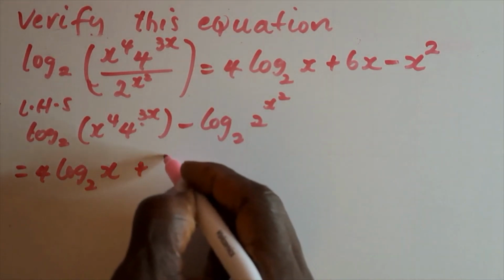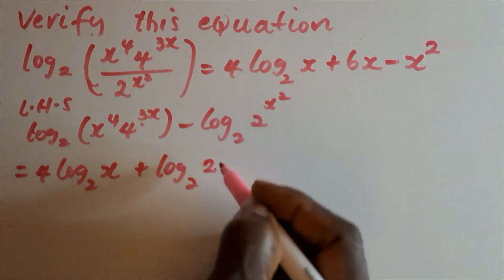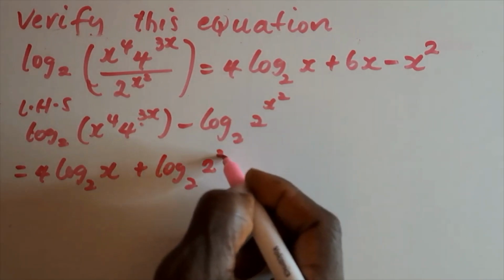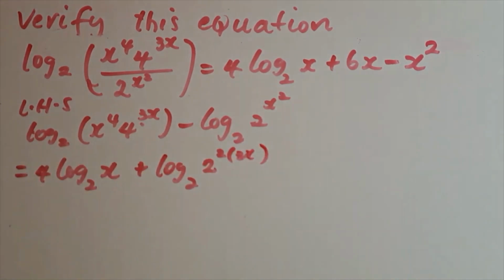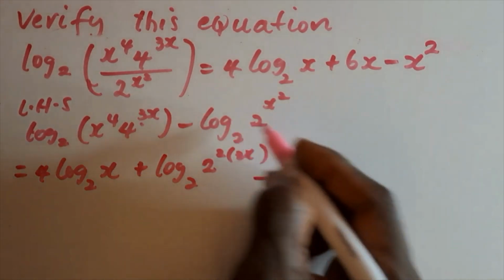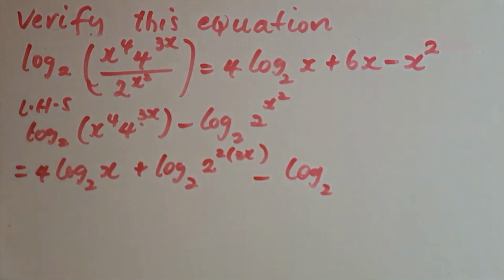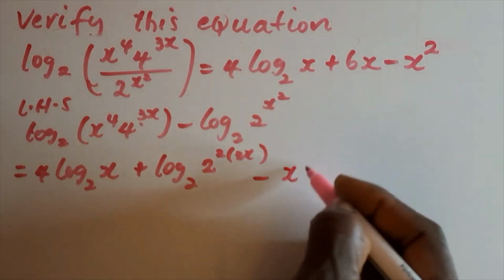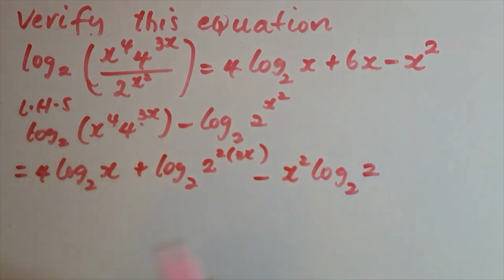With this, we'll write log to the base 2. We'll write this as 2 squared, and in brackets we have 3x, because that's the index. And here we'll write log to the base 2. In fact, we'll bring down this index, which is x squared, so we have x squared log to the base 2 of 2.